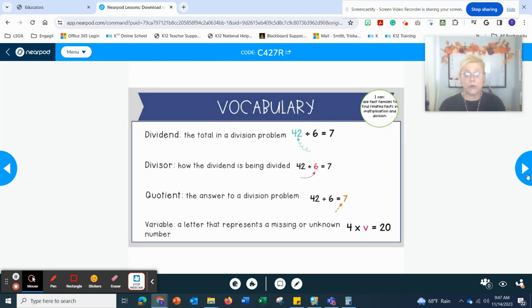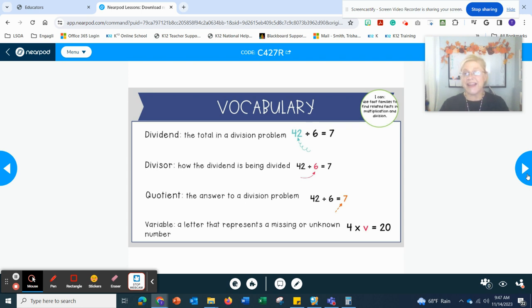Dividend, that total, that whole number, that large number in a division problem. Not the answer, but that large number. Divisor, how we are breaking that dividend, that large number, up in a division problem. Quotient, the answer, the amount in each group in a division problem.